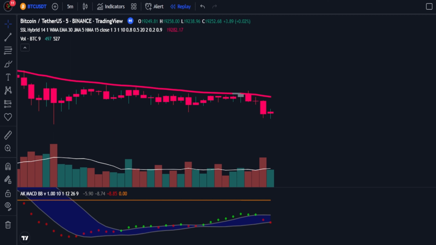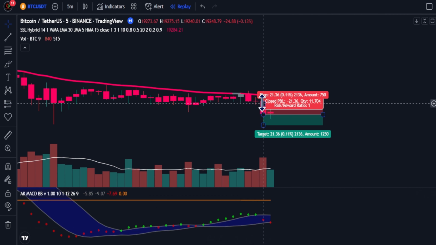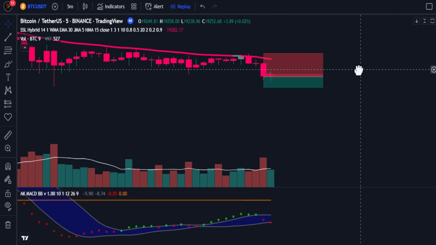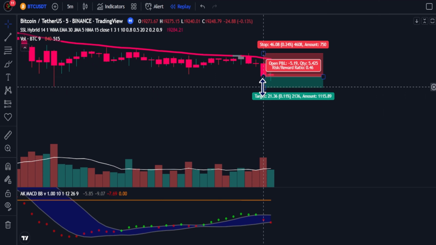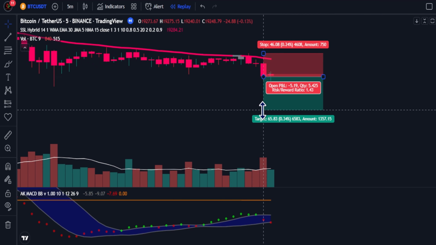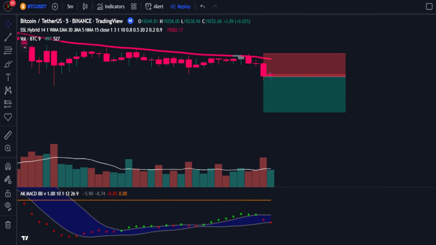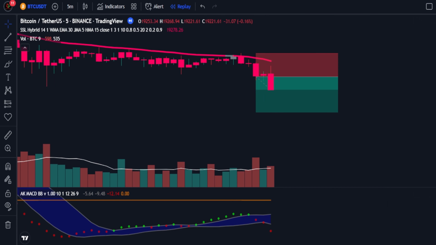Once all of the conditions have been met, we can now put a short position. We will enter at the first candle where the MACD turns red. Place the stop loss on the MACD line or recent swing high. Then set the target at 1.5 times the risk. Now let's see how the trade plays out.